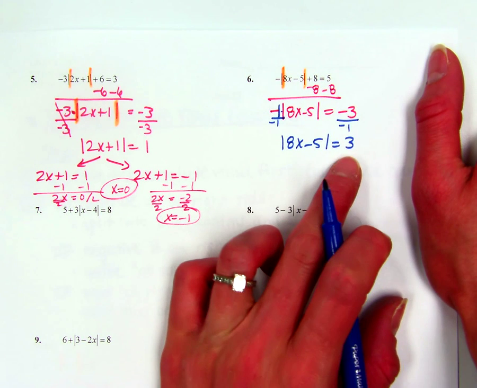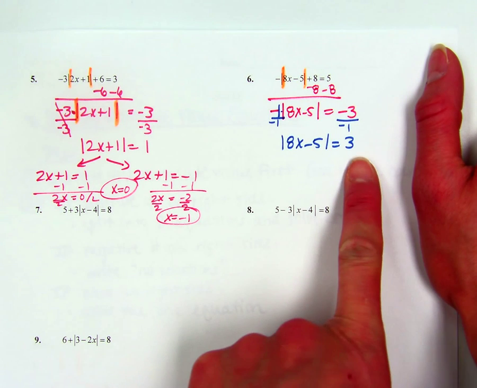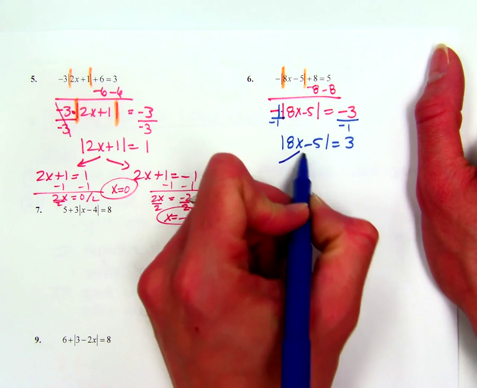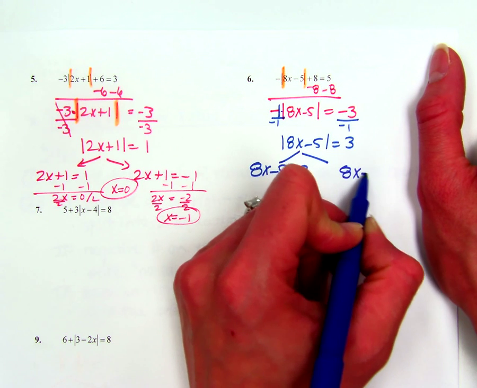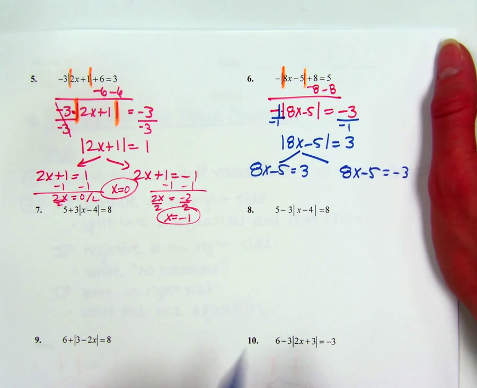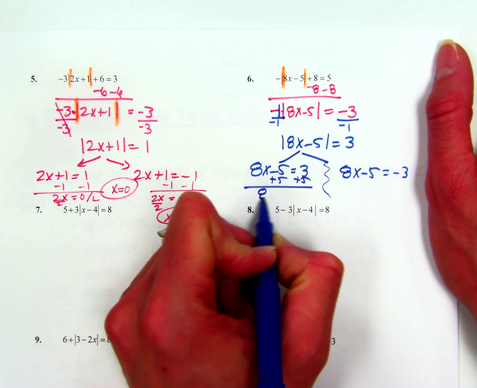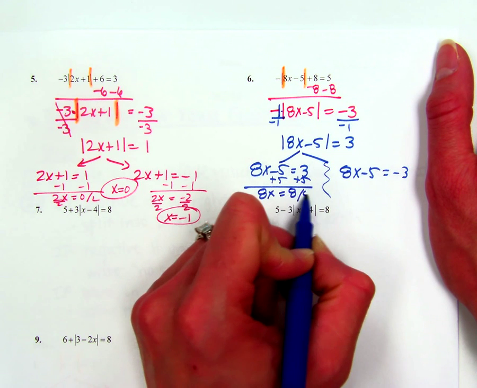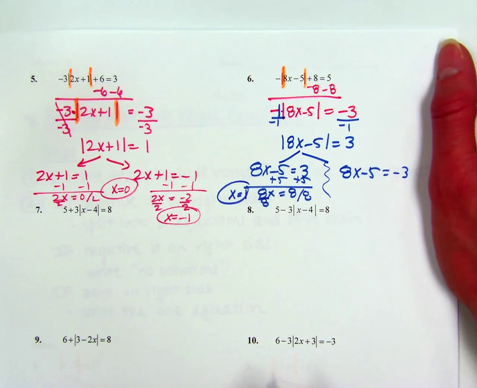So now I look at my number. Is that value positive? Since it is, we're going to split it up. 8x minus 5 equals 3, and 8x minus 5 equals negative 3. Now you're going to solve. So if I add 5, I get 8x equals 8. Divide by 8, and one answer is x equals 1.